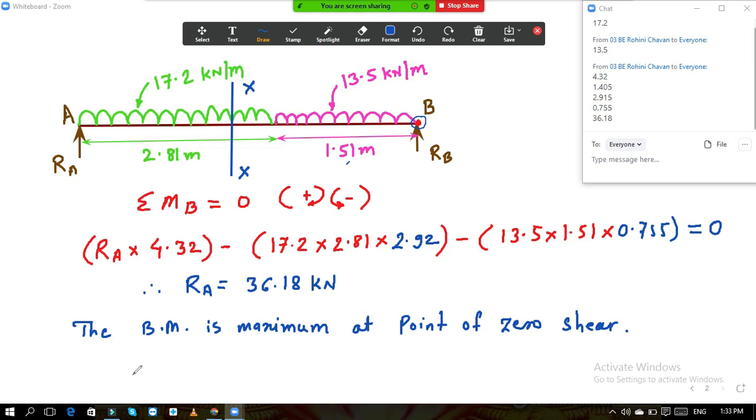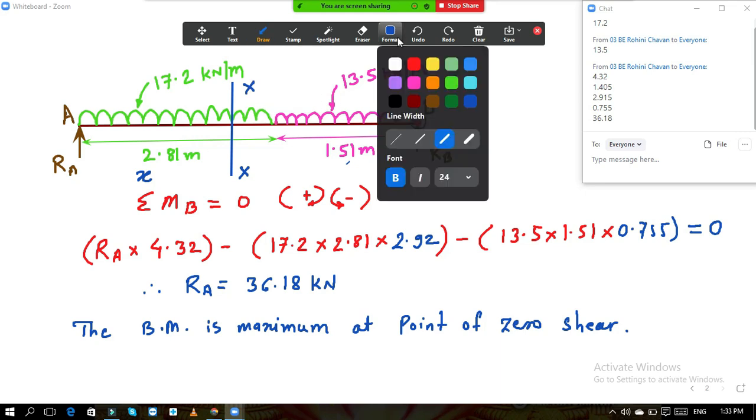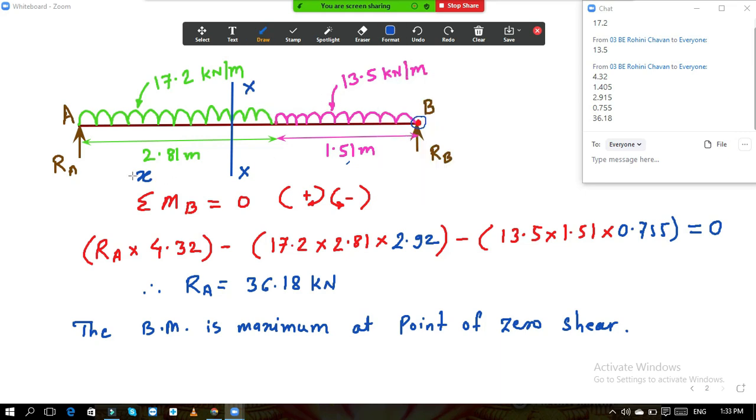Now we will calculate the equation of shear force at section XX. As we have taken section XX at any general distance x, this section is at a distance x. You see that this total distance is x. So now, shear force at distance xx, I will write the equation. SF at section xx is equal to.